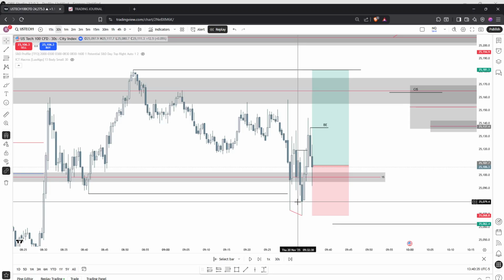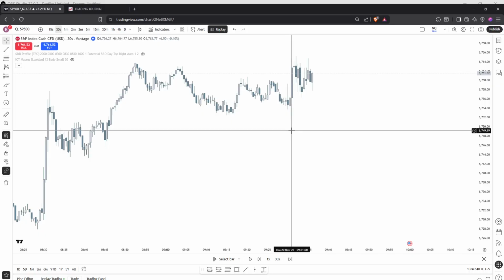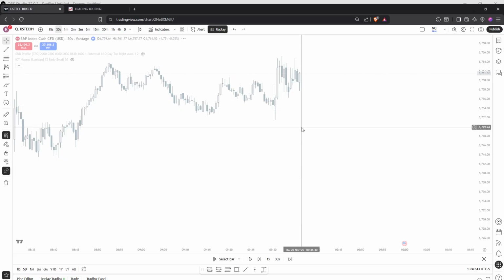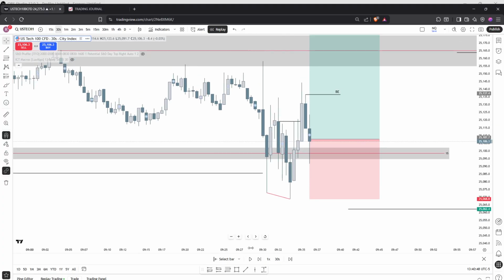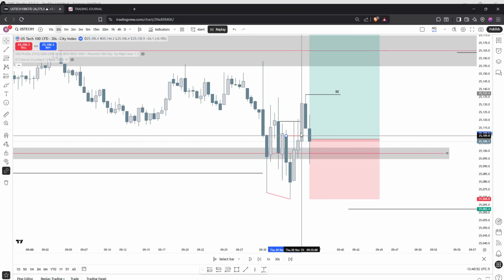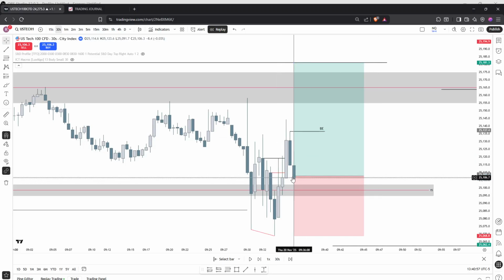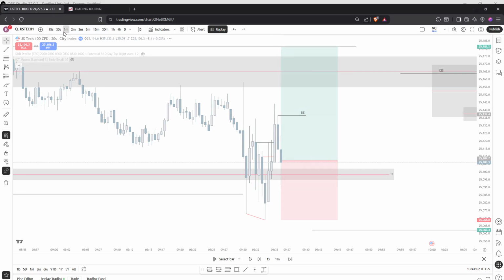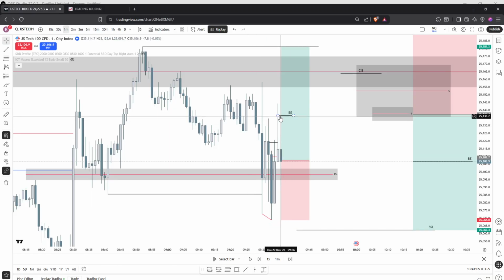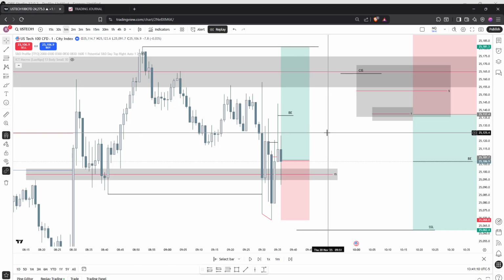I don't think there was an SMT. Let me check. Okay, there was no SMT. But after this, we did get a change in the state. You see here, this is a change in the state with proper displacement. When the market came here, I entered the trade, and my first break even was at this point, because if you see 1 minute, this candle had given a nice rejection at the time while I was executing the trade.